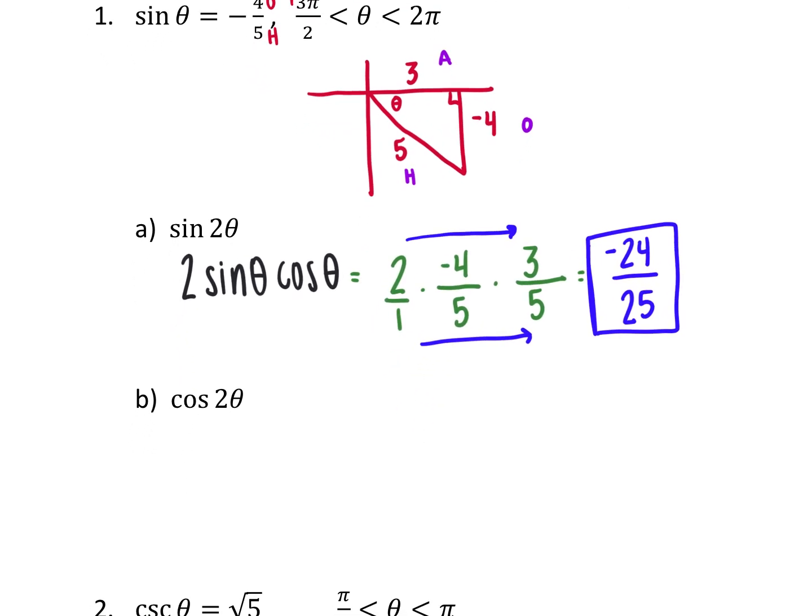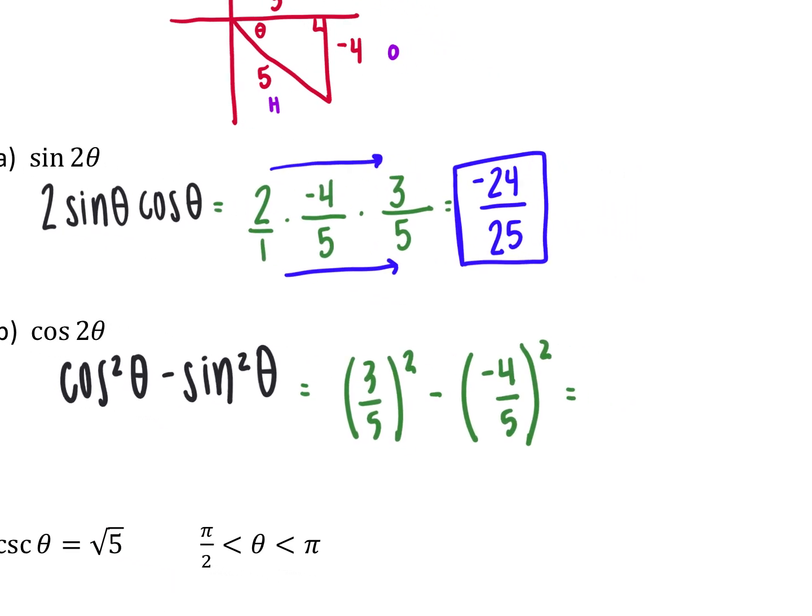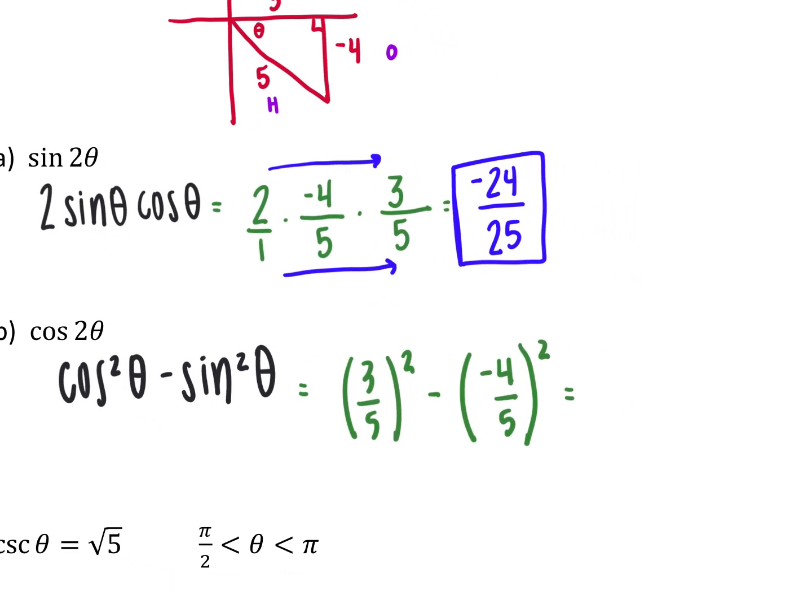If we want to find the cosine of 2 theta, we're going to use the formula cosine squared minus sine squared. So we go back up to our triangle. We find the cosine of theta, which is 3 over 5, and we're going to square it. Minus the sine, which is negative 4 over 5, and we're going to square it. Just make sure if you are going to use a calculator that you wrap your fractions in parentheses or your negatives in parentheses when you square them, because a squared negative turns positive.